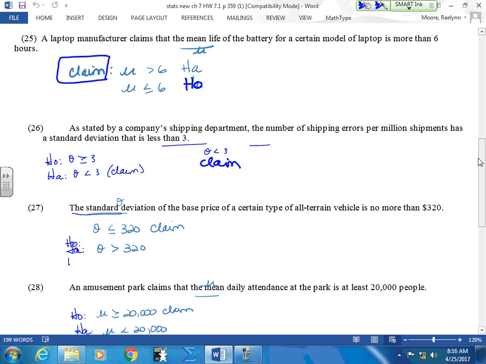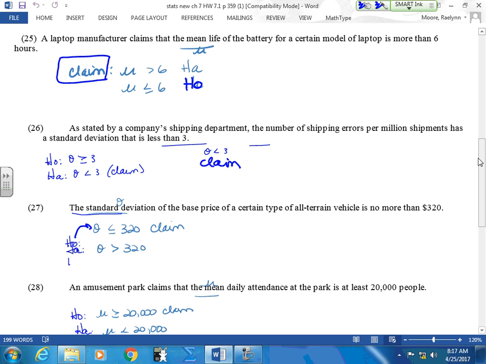A standard deviation, remember you're using the sigma. There's no X's in this. The base price of a certain all-terrain vehicle is no more than $320. Is this the manufacturer talking, or the people buying it? Manufacturer. He's going to say no more than, it's less than. There's not a lot of variance between my prices here. Okay? So that's his claim, and this opposite, this is the HO. I don't know why it's over there. And that's the HA.